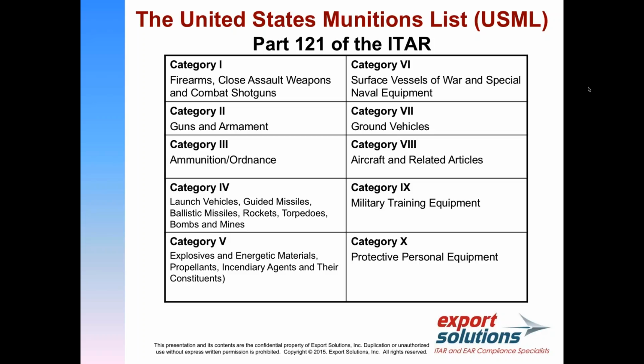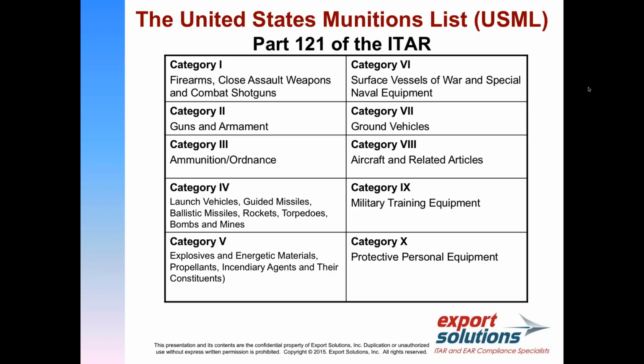This is the first half of Part 121 of the ITAR. These are the categories. There's 21 of them. These are the first 10. Category 1 is basically small arms, close assault weapons, etc. Category 2, guns and armament over 50 caliber in size. And then you got your ammunition and ordnance in 3, and on and on. Category 4 is a lot of the rocket scientist kind of stuff, bombs, mines, etc.